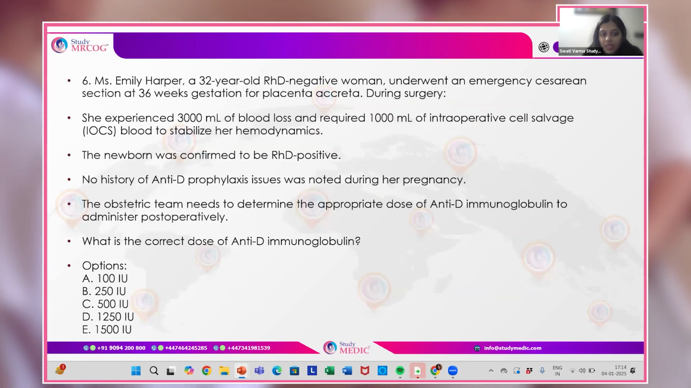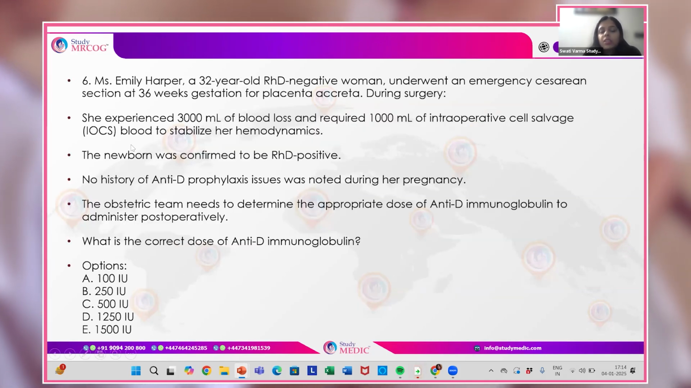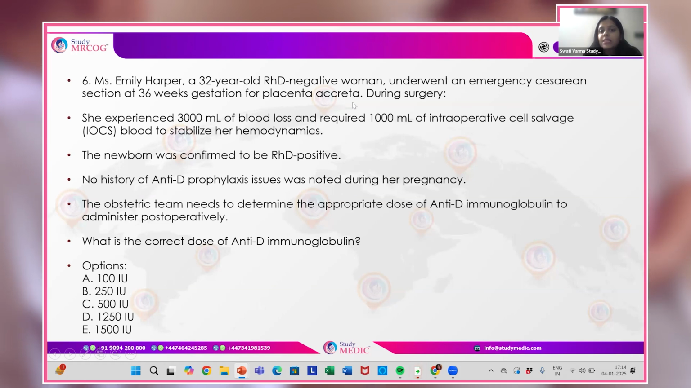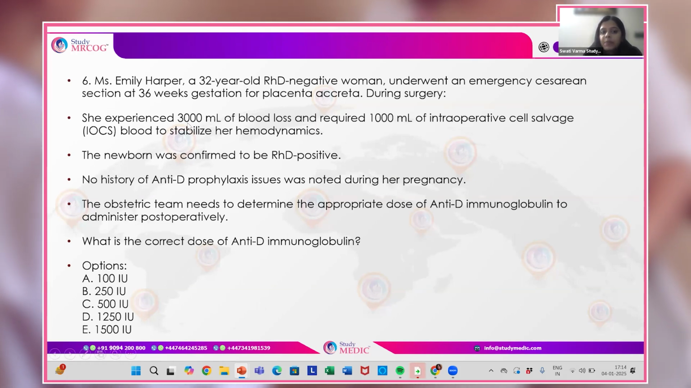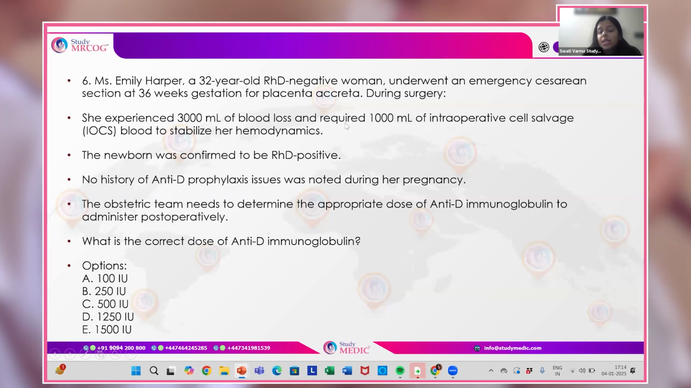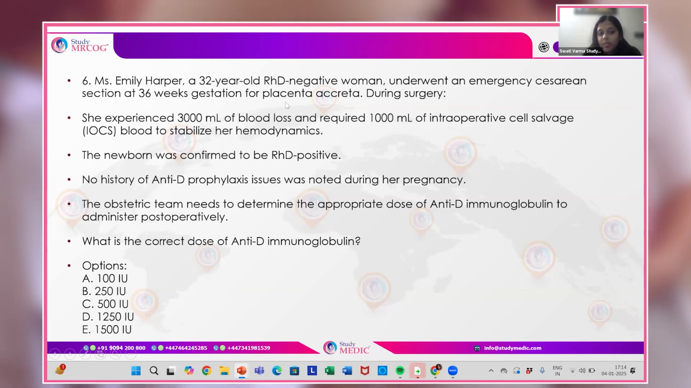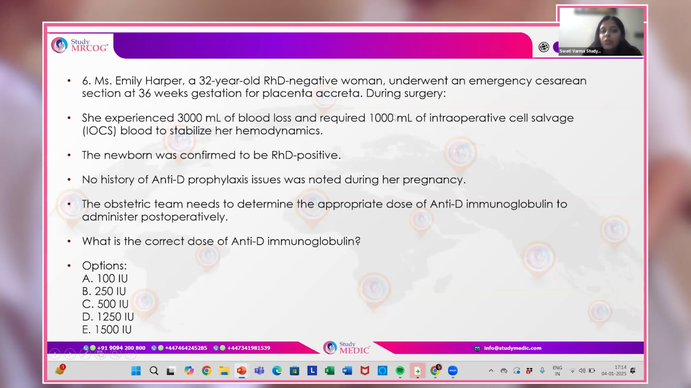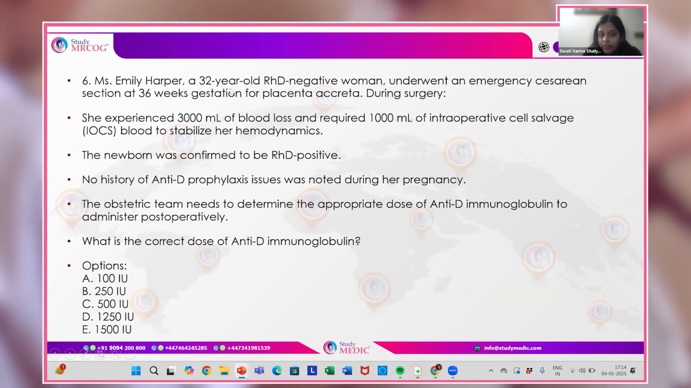Coming to question number 6, Miss Emily Harper, a 32-year-old RHD negative woman, underwent an emergency CS at 36 weeks for placenta accreta. During surgery, she experienced 3000 ml of blood loss and required 1000 ml of intraoperative cell salvage blood to stabilize her hemodynamics. 3000 ml would have been life-threatening. 1000 ml IOCS blood was given to stabilize her, RHD negative.